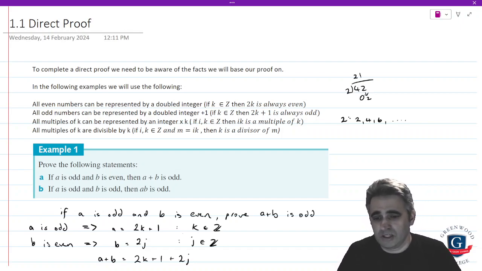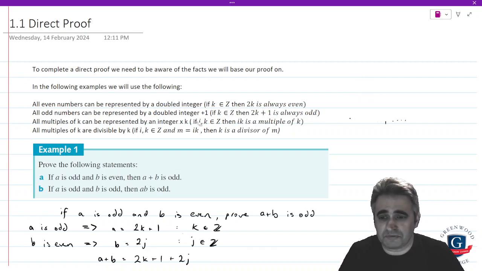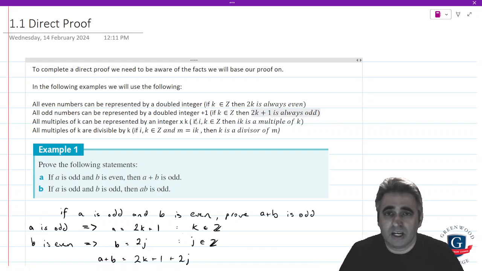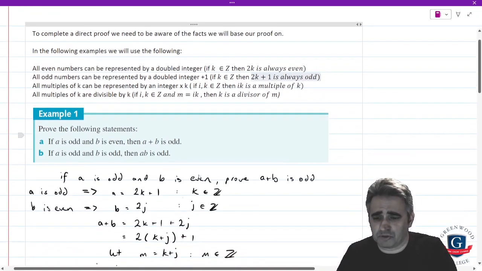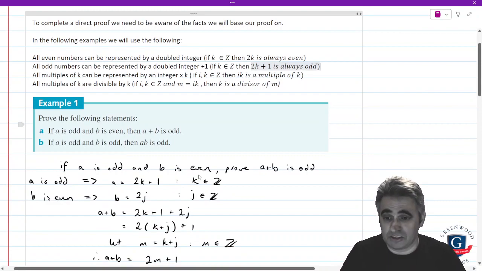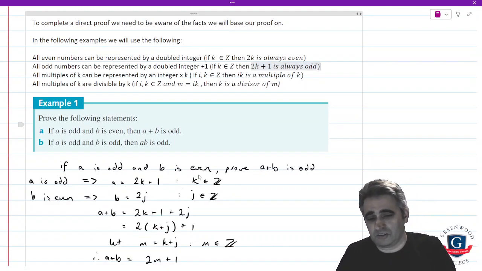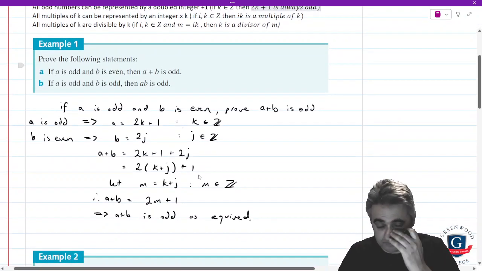Okay, so we're on our way now. We have some definitions. We can do multiples, divisors, even numbers, and odd numbers. A fairly basic set of numbers that you learn in primary school. And then we're asked to prove the following. If A is odd and B is odd, we add them together, show that it's odd. So here's how we would do that with a proof.